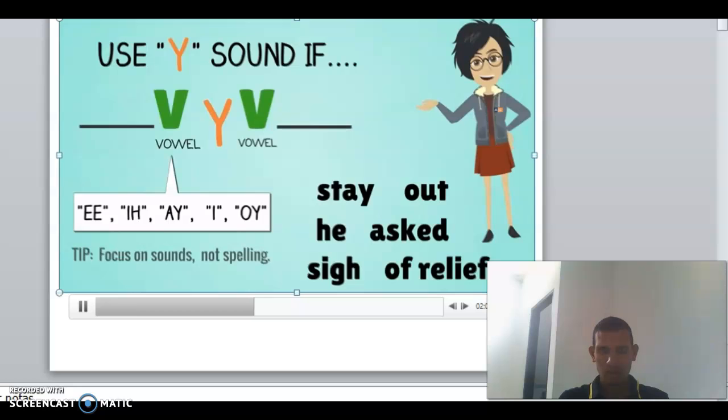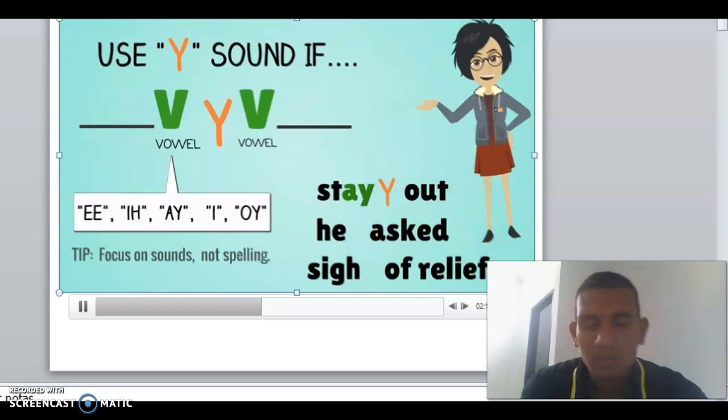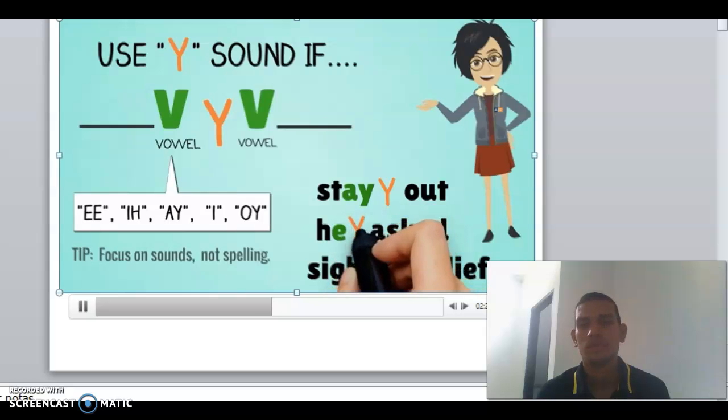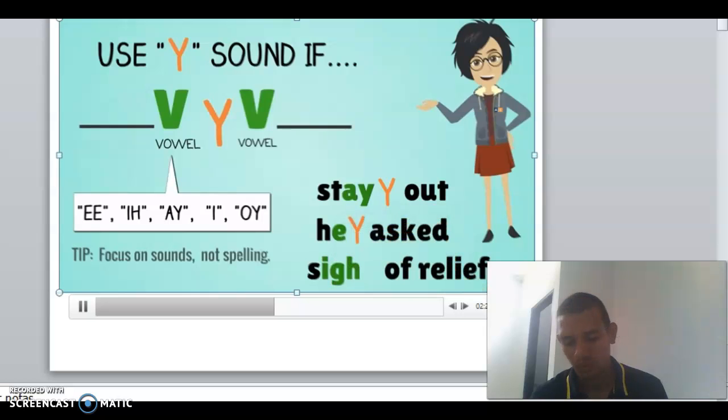For example, stay out is pronounced like stay out. Linking words with y happens even if there isn't a y in the spelling. He asked is pronounced like he asked. Sigh of relief is sigh of relief.